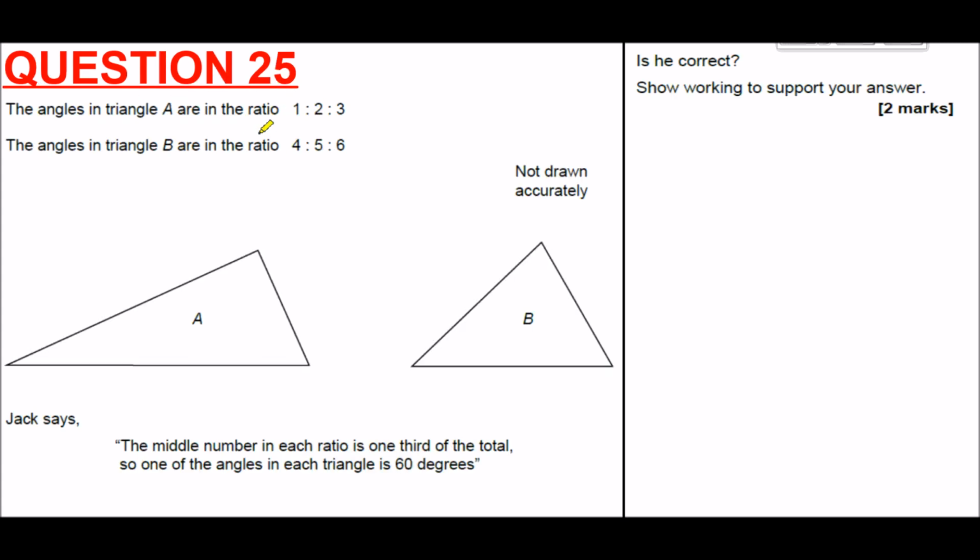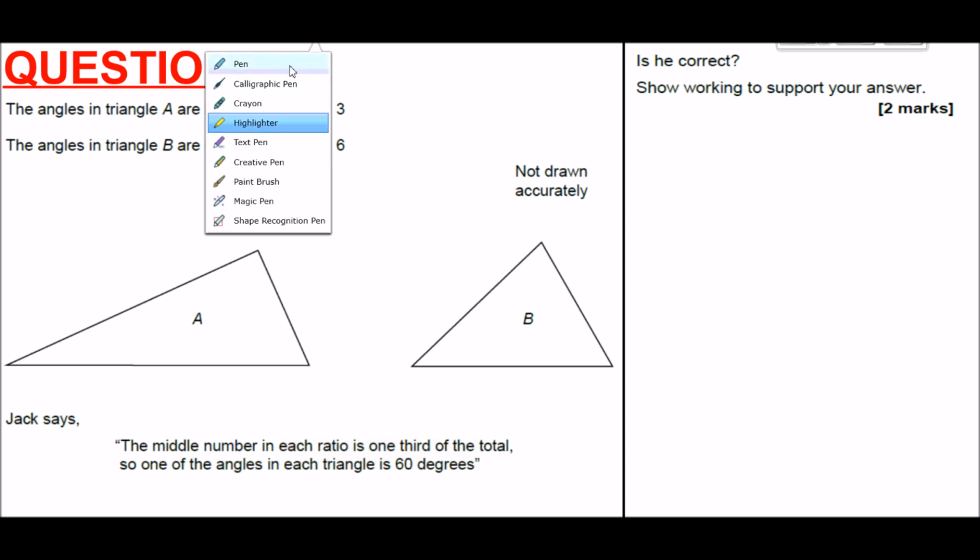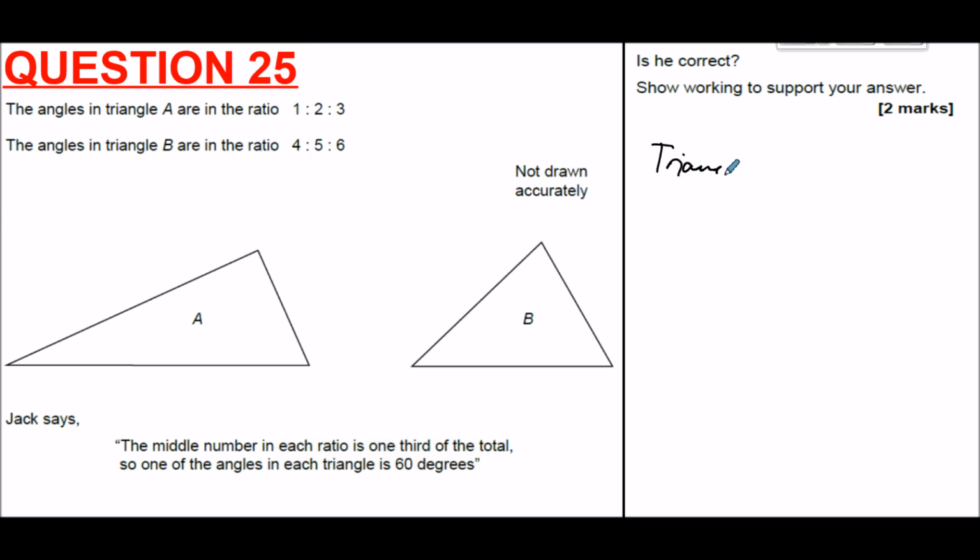Question 25. We've got angles in different triangles in different ratios. So triangle A has the angles in the ratio 1 to 2 to 3. And so angle 1 is maybe one part, angle 2, 2 parts, that one, 3 parts. I don't know which angle's which, but anyway, 1 plus 2 plus 3 equals 6 parts in total. So the angles in triangle A have been divided into 1 plus 2 plus 3, 6 parts in total.